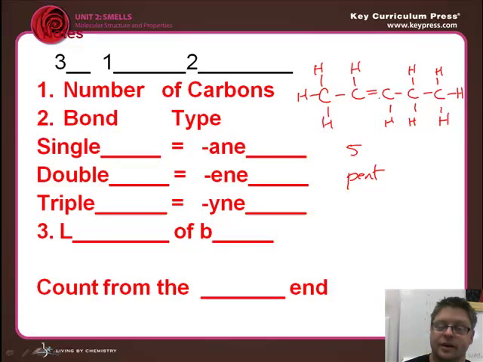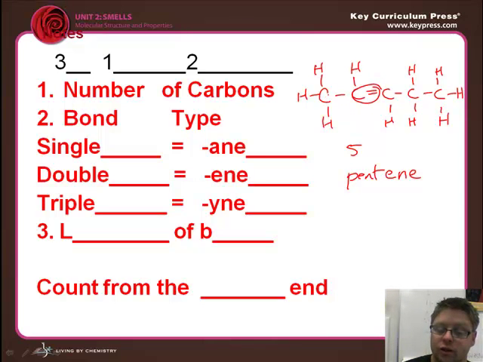Then we look, is it all single bonds? No, there's a double bond there. That double bond means it ends in an ene. And the last thing we have to consider, though, is where is the double bond? You need to be specific. It could be there, it could be here, it could be in different parts of the molecule.